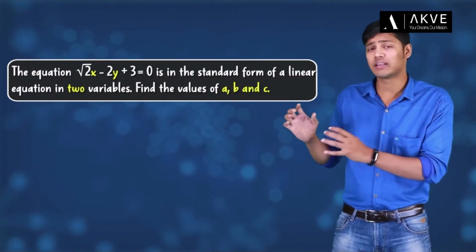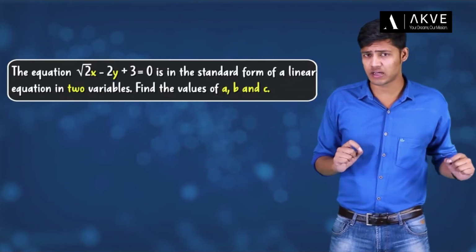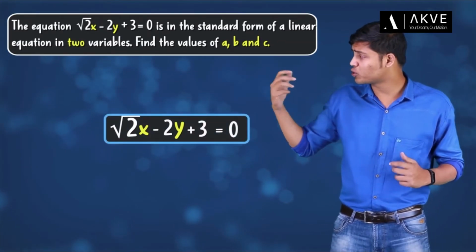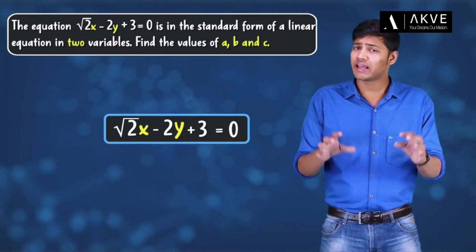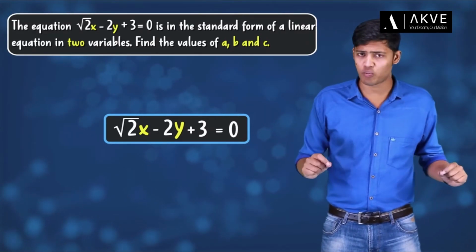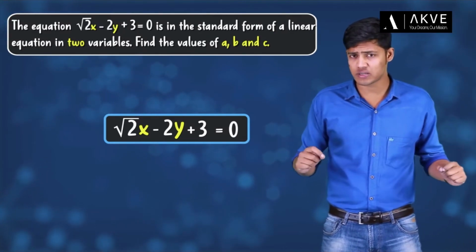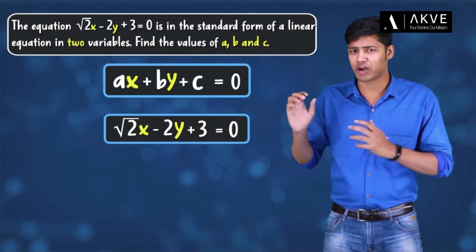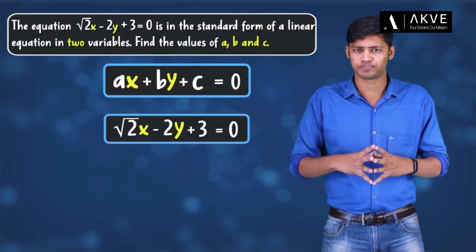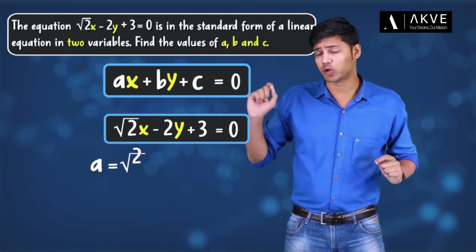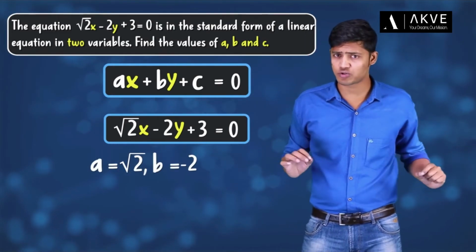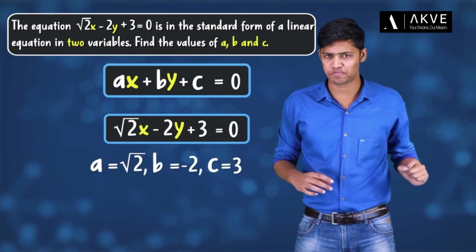This time, let's say you have been given a question in your exam and the question is, you have to find the constants a, b and c when the equation square root of 2 multiplied by x minus 2y plus 3 equal to 0 is represented in the standard form of the linear equation in two variables, that is ax plus by plus c equals to 0. Here, there is only one answer and it is a equal to square root of 2, b equal to minus 2 and c equal to 3.